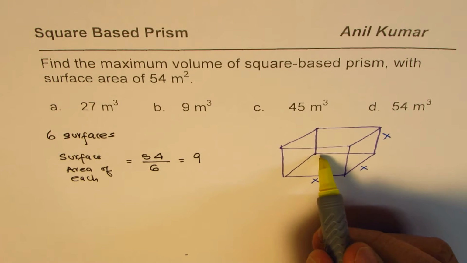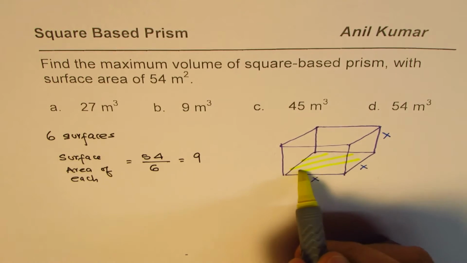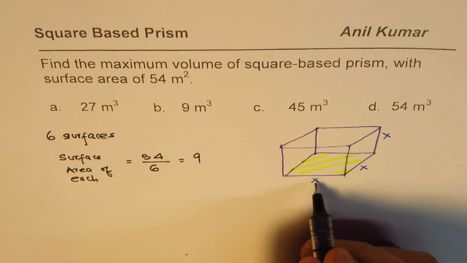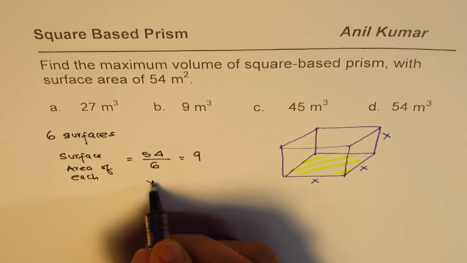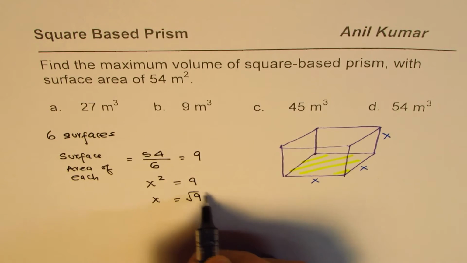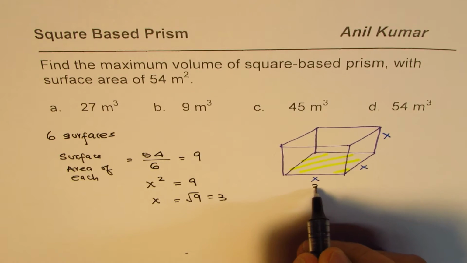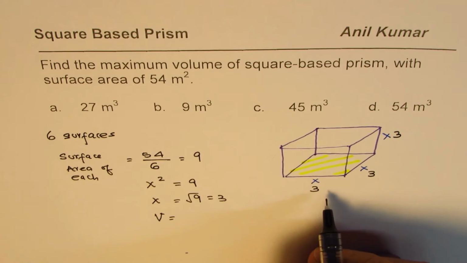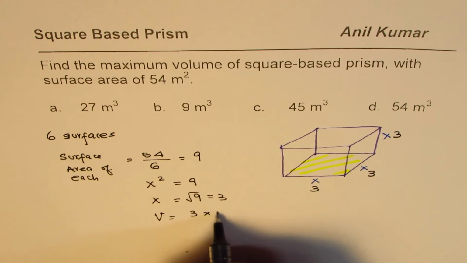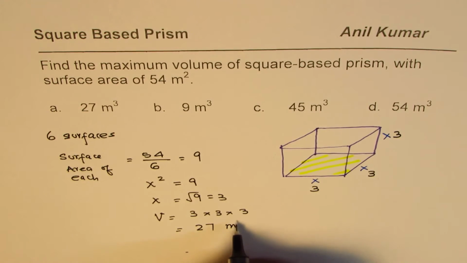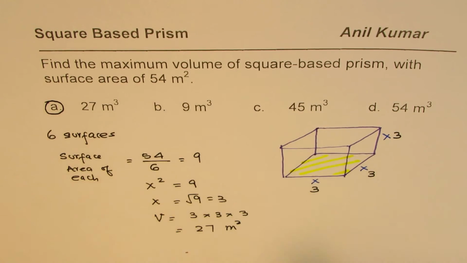Let's say the base has an area of 9. Now, if the base has an area of 9, what is x equal to? We know x square is equal to 9, so x has to be the square root of 9, which is 3. That means all the three sides are 3, and therefore the volume should be how much? So the volume will be 3 times 3 times 3, and that gives you the result. 27 meter cube will be the answer, right? So A is the right option.